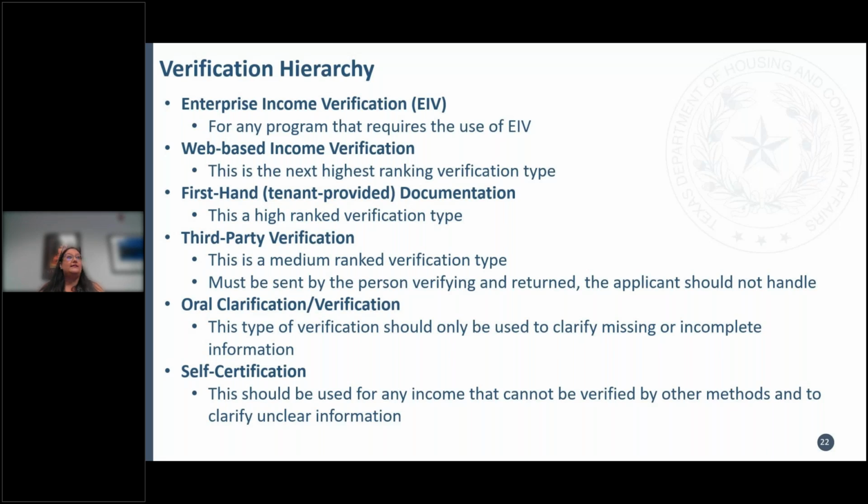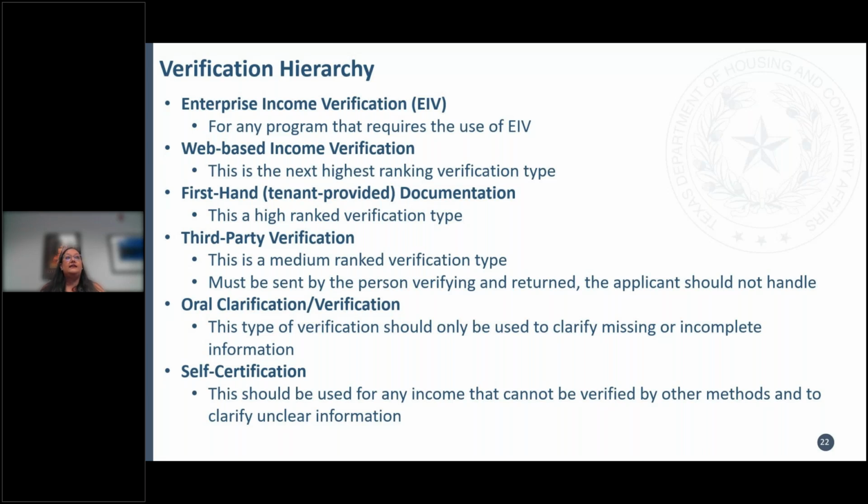If you don't have a HUD program and you can't use the EIV, the next one in line is going to be a web-based income verification type. That's like your Work Number type. That is going to be the second highest ranked item according to HUD as far as integral testing and usability for verifying income. The next one in line, and this is where it shifts from previous HUD guidance.